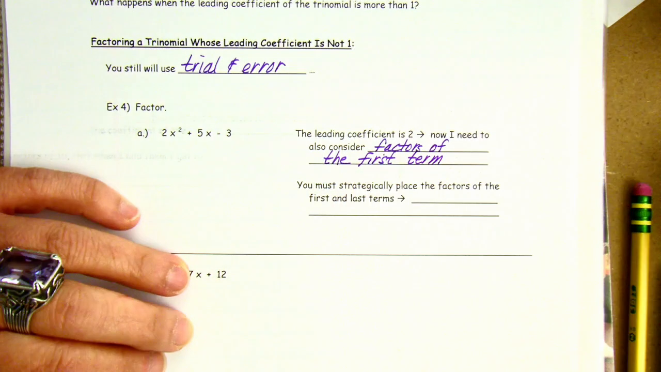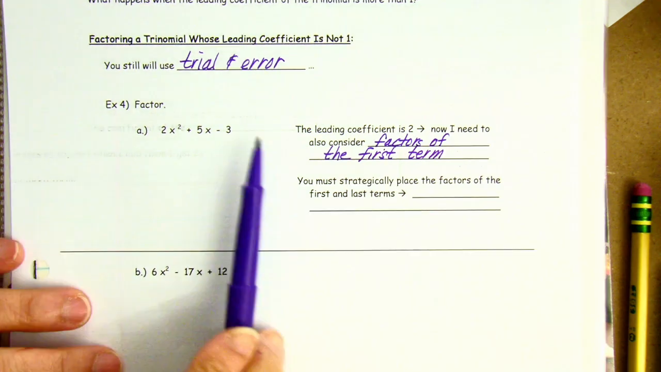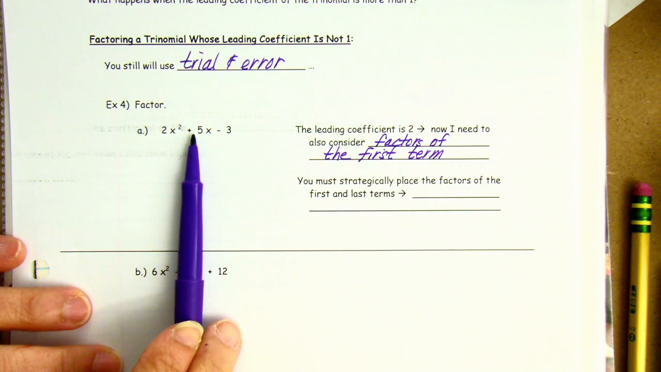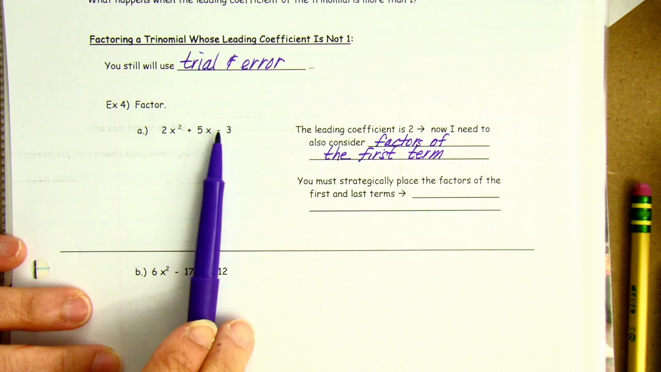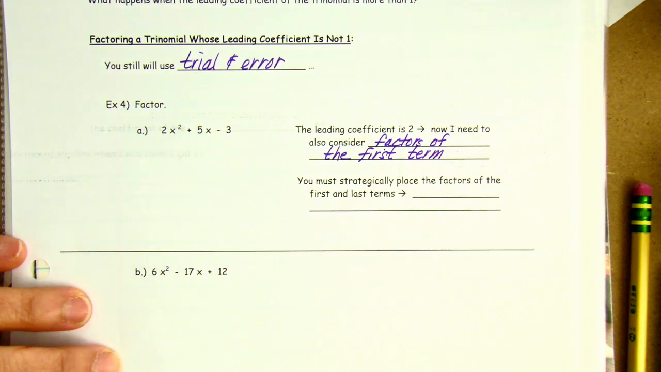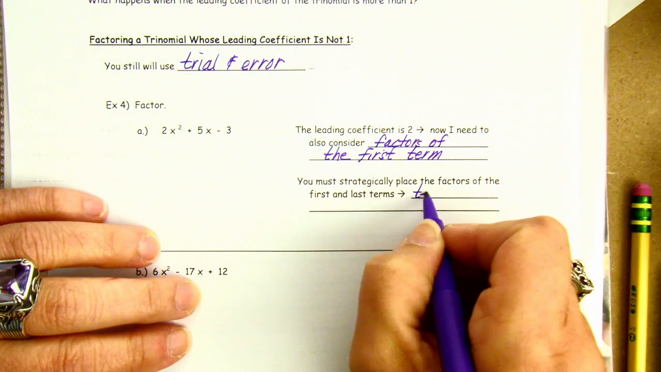All rules with the signs are still the same. When I read this backwards, I need products that are going to subtract to a 5. My signs in my binomials are different. This plus is the sign of the larger product. Okay? But now I have to consider the factors of the leading coefficient as well. You must strategically place the factors of the first and the last terms and then test the combinations.